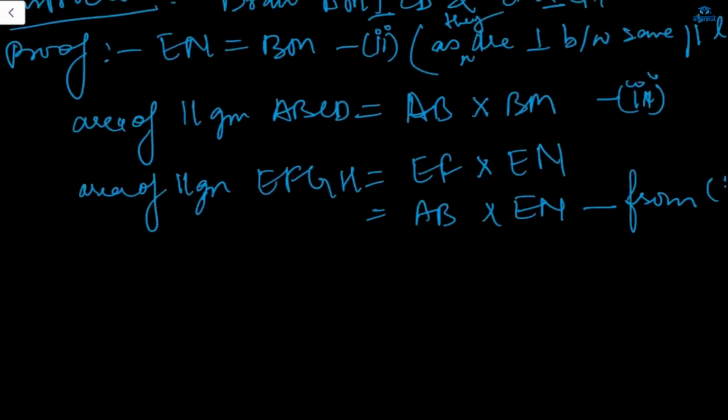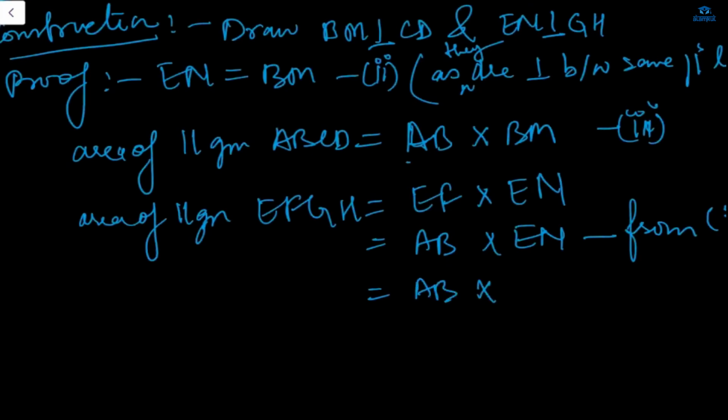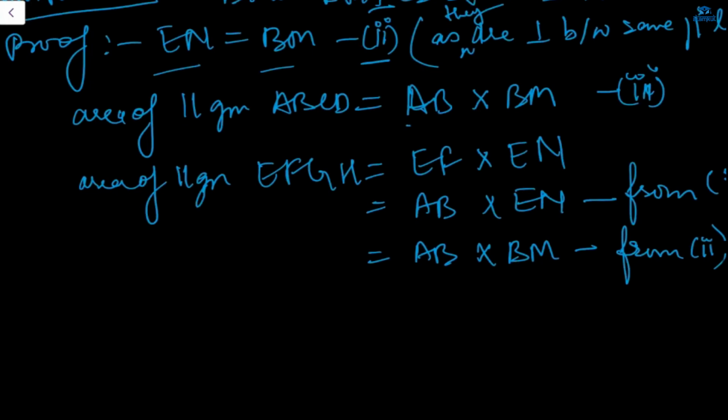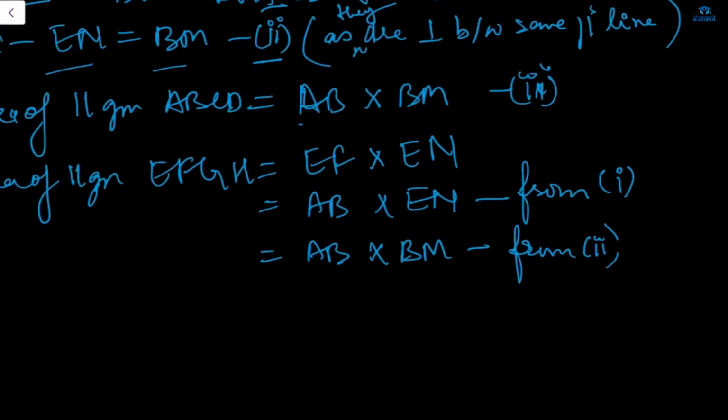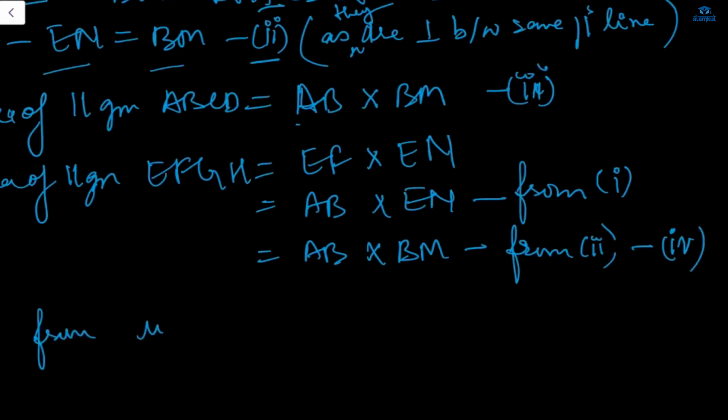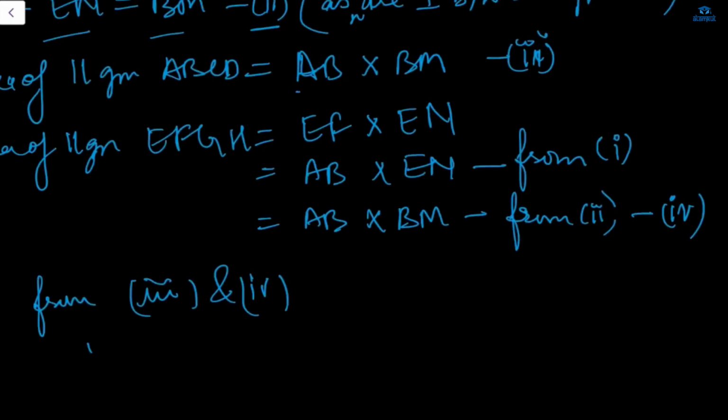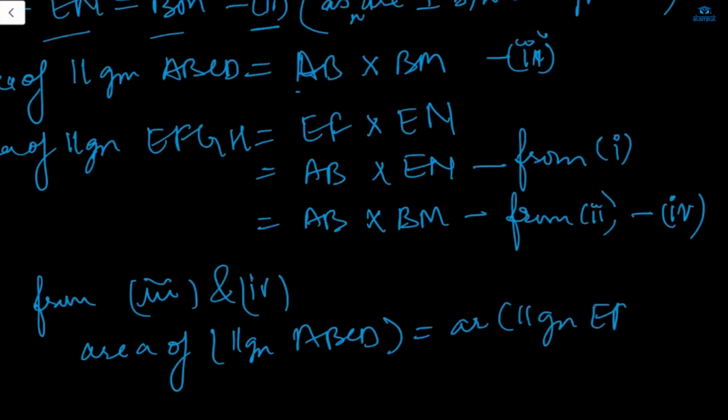Now from second, EN and BM are equal, so I can write here BM. Yes, from second. Yes or no? AB into EN is equal to AB into BM. You can take this as fourth. So from third and fourth, area of parallelogram ABCD is equal to area of parallelogram EFGH. Understood? Any doubt? Anybody? No doubt. Any questions? Okay, so understood.